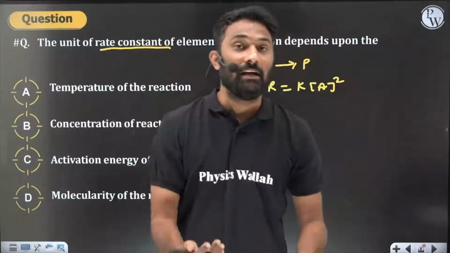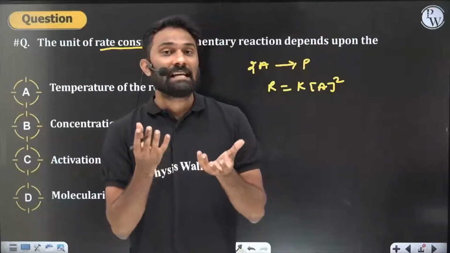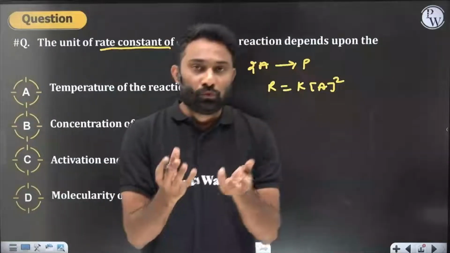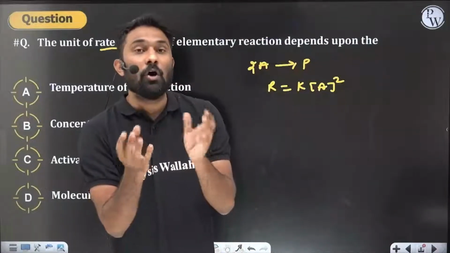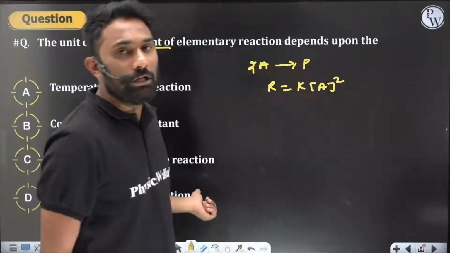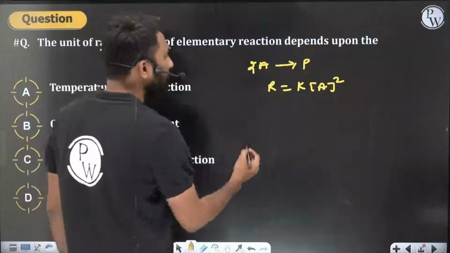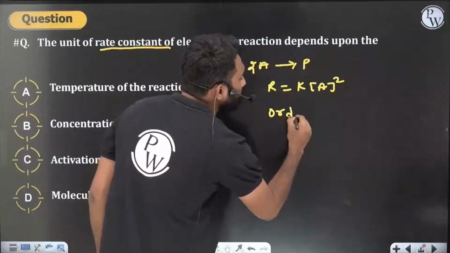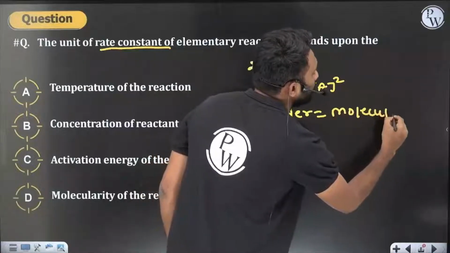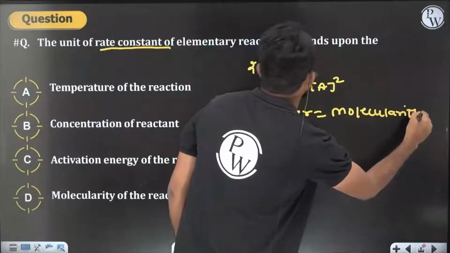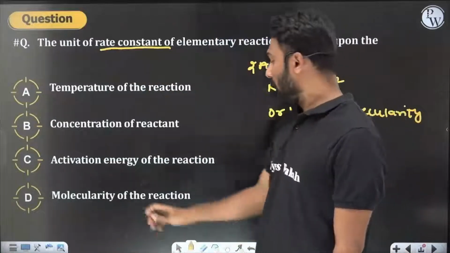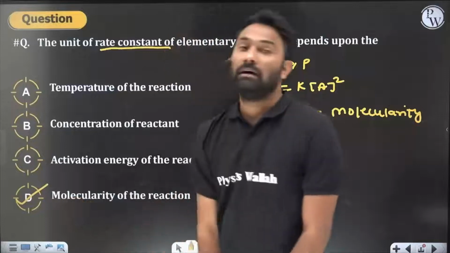When the reaction is happening, the number of reactants reacting at the slow step is known as the molecularity of the reaction. Here, order is equal to molecularity. So the unit of the rate constant will depend upon the molecularity of the reaction.